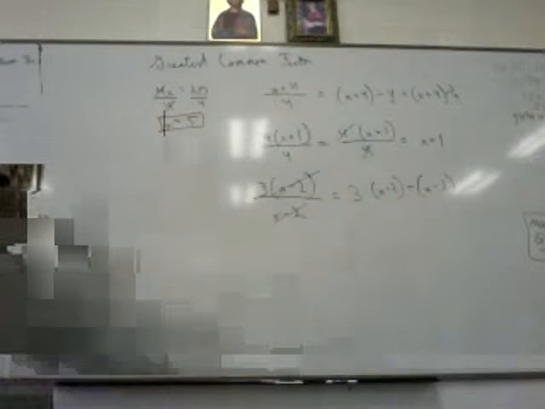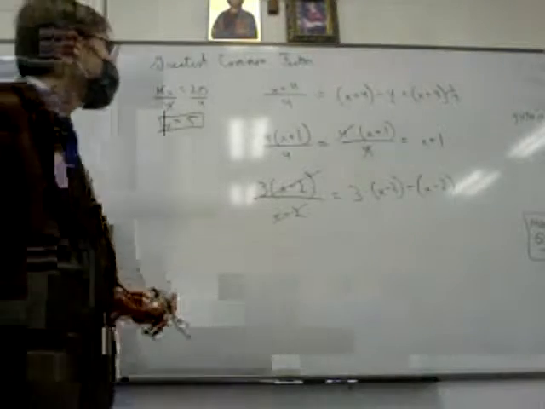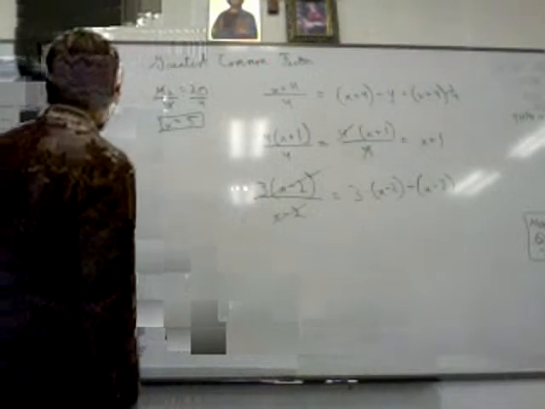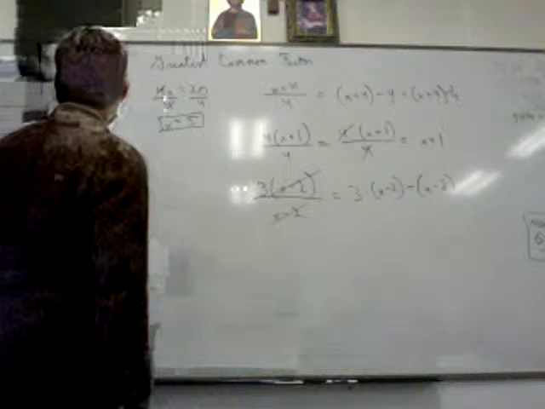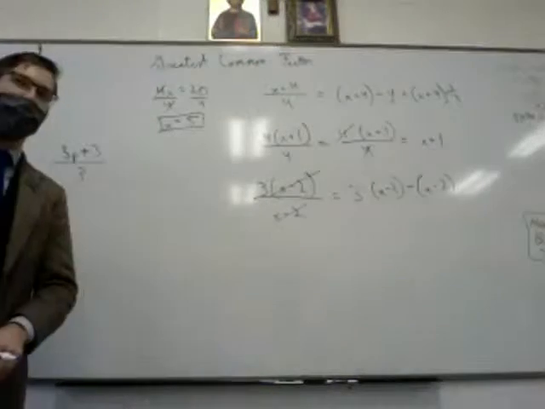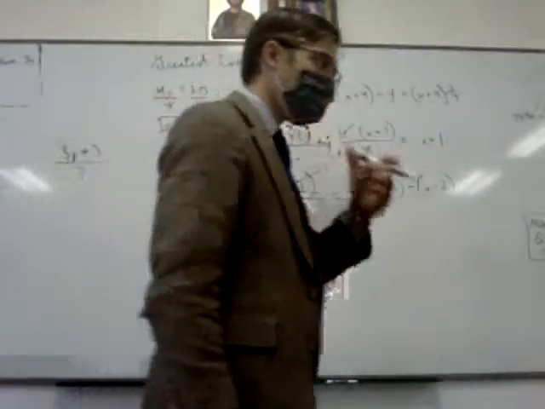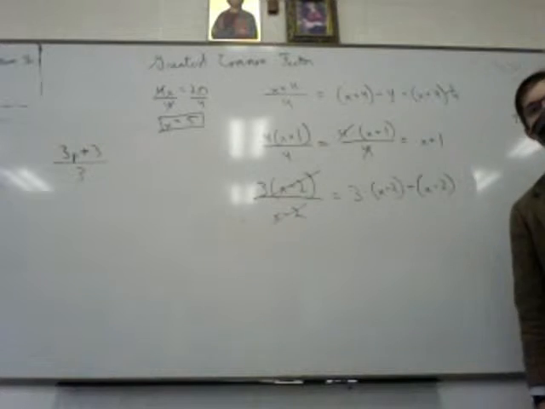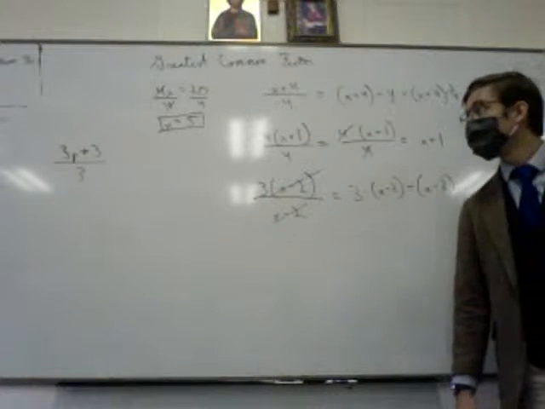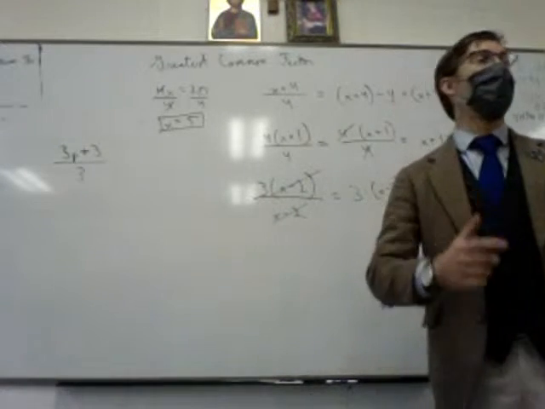Okay. Now, why does greatest common factors come in handy for this? Let's say we've got a problem like 3p plus 3 over 3. How can we simplify this? Can we make it simpler? Yes, we can.